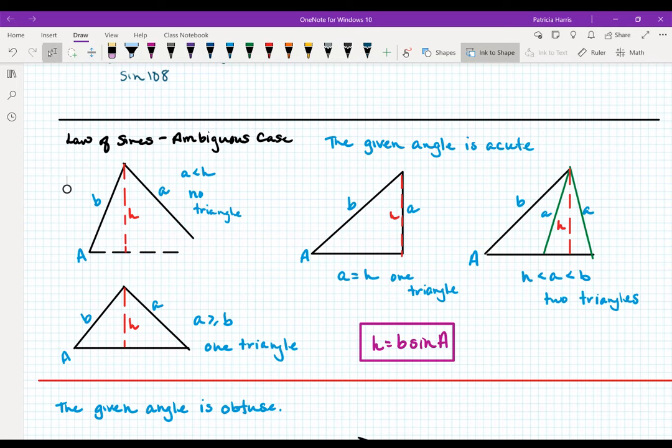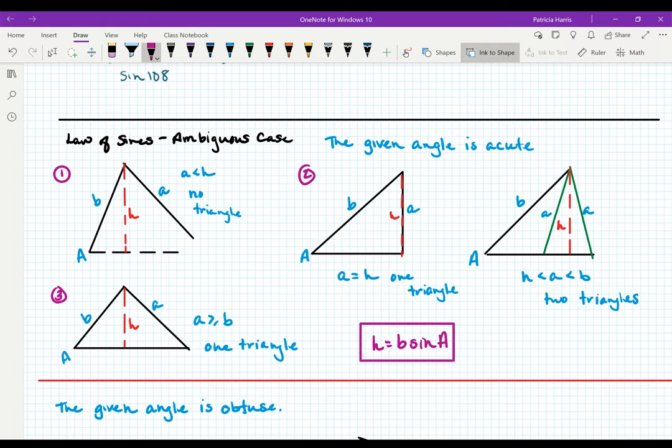So, our first one, call this number one, is we find our h and our a, our opposite side, is less than the height. So that tells us we have no triangle possible. We can just look at it and say, oh, our height is less than the opposite side, so we're done, no triangle. If A is equal to h, then we will have one triangle possible, and it turns out that triangle will be a right triangle. Now, if A is greater than or equal to B, we will have one triangle possible.